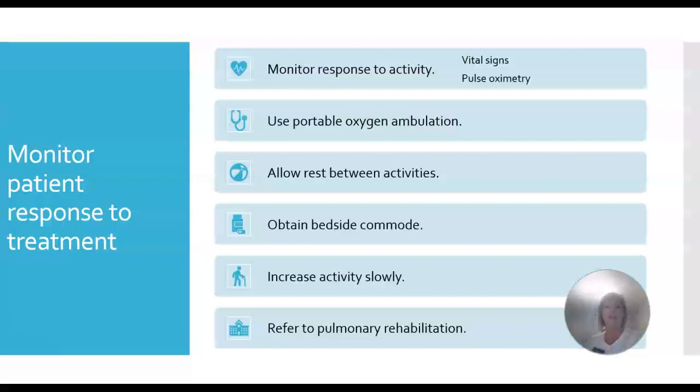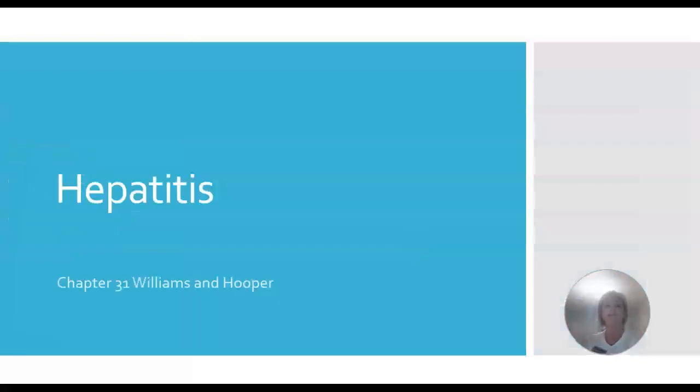Cluster your care so you can give them rest periods in between a lot of their care. Make sure you have a bedside commode, increase their activity very slowly, and sometimes we have to refer them to pulmonary rehab. This is not a disease that's going to be curable quickly. This is a disease that they're going to go home with and deal with for 6 to 24 months, so it's something that we have to monitor and keep track of. So that is the end of your TB. I'm going to go ahead and stop there.